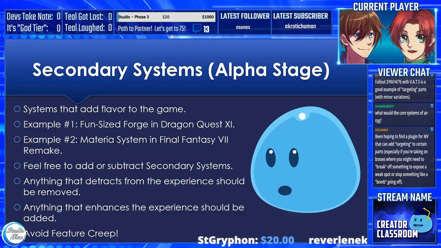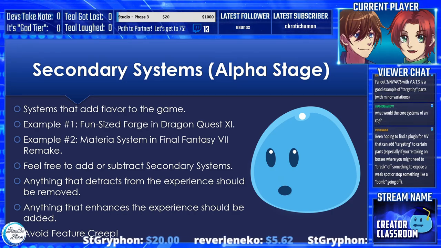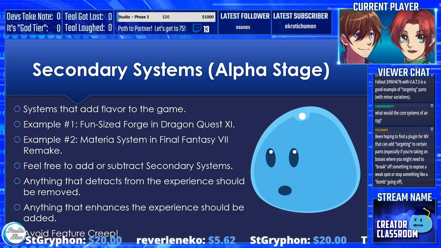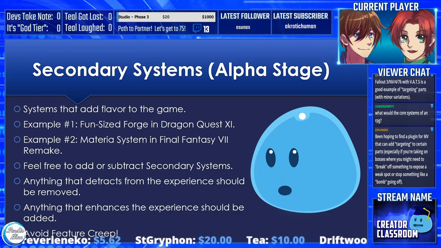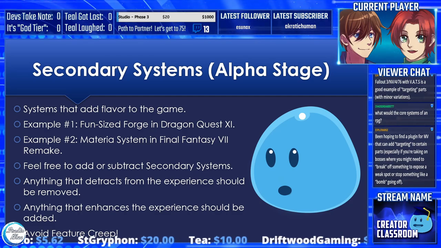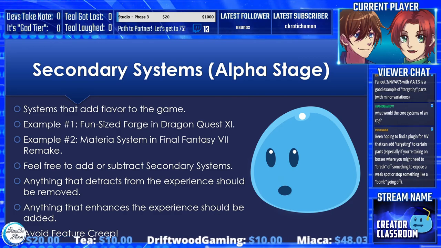During the alpha stage, feel free to add or subtract your secondary systems. If something doesn't work or detracts from the experience, remove it. If something added will enhance the experience, then add it. However, avoid adding too many systems, as that causes feature creep, which you never want to have in your game.